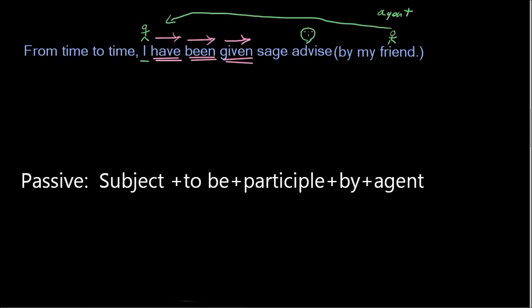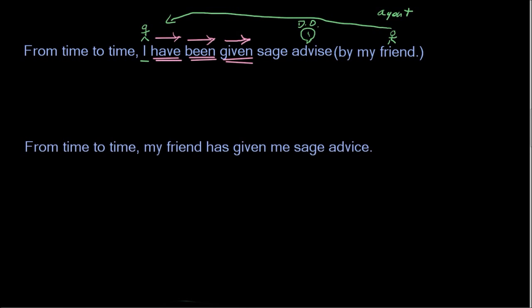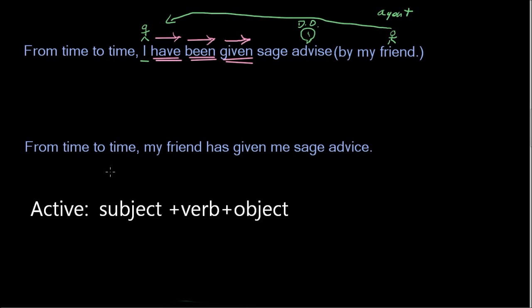Now, advice is a concept and another noun there. In this case, advice is the direct object in the sentence. Now, let's see what the sentence would look like in the active voice. Well, we're going to take the agent and make the agent now the subject. So we have, from time to time, my friend has given me sage advice. Notice it's shorter, it's more direct, it's clearer.